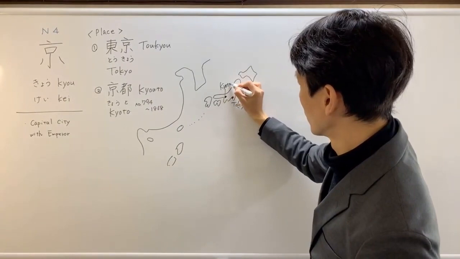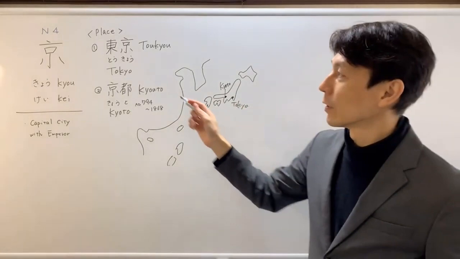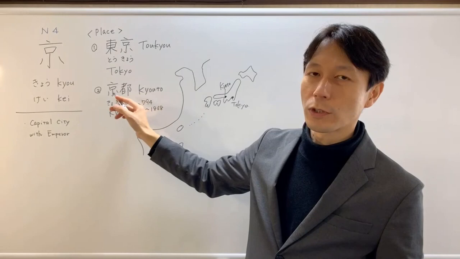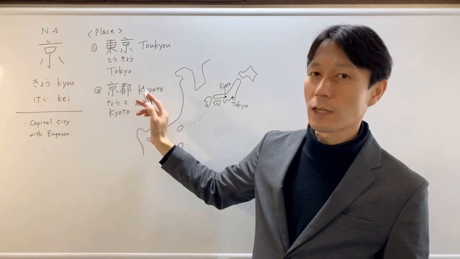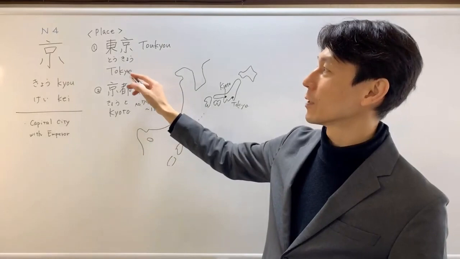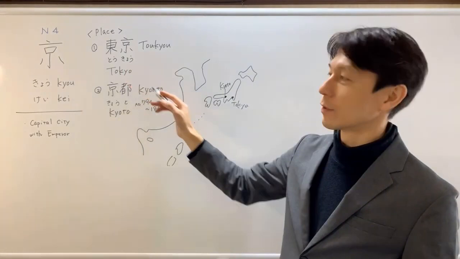Tokyo and Kyoto. And kyo means capital city with the emperor, and to means east. Kyoto means capital city with the emperor, and to means capital. Same meanings. So Kyoto means capital city with the emperor, and Tokyo means eastern capital city with the emperor. And the next, number three.